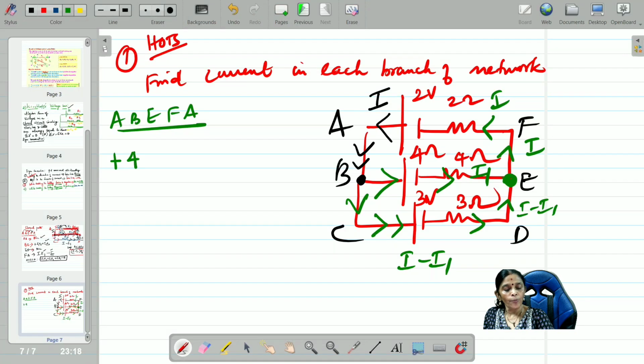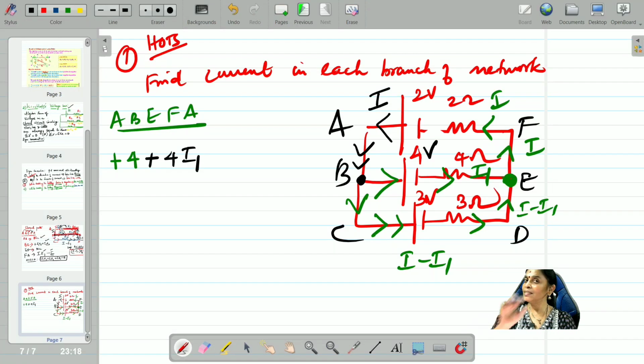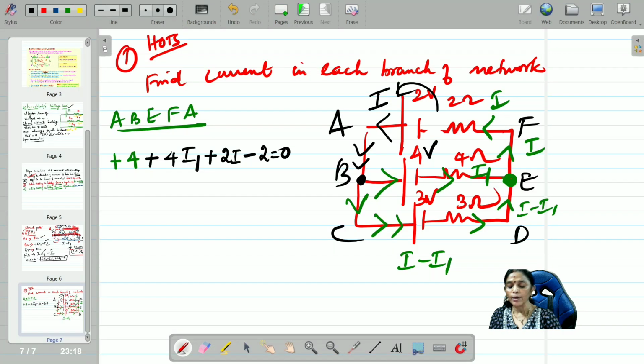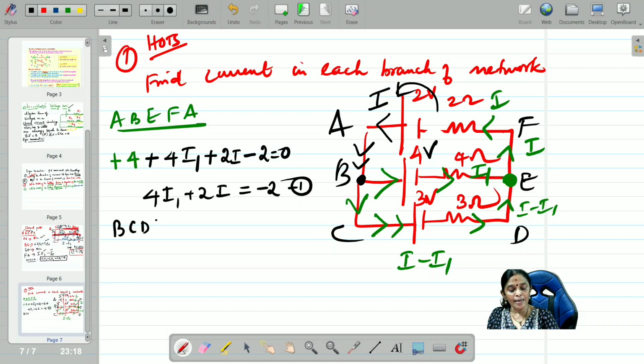So plus 4, this is 4 volts. So plus 4 plus 4I1. E to F, is there anything? Nothing. Next, F to A along the direction, plus 2I. And how am I crossing the battery? Negative to positive, so minus 2 is equal to 0. Simplify quickly: 4I1 plus 2I plus 4 minus 2 is plus 2, that is equal to minus 2. Equation number 1. Similarly, I am going to take B, C, D, E, B.